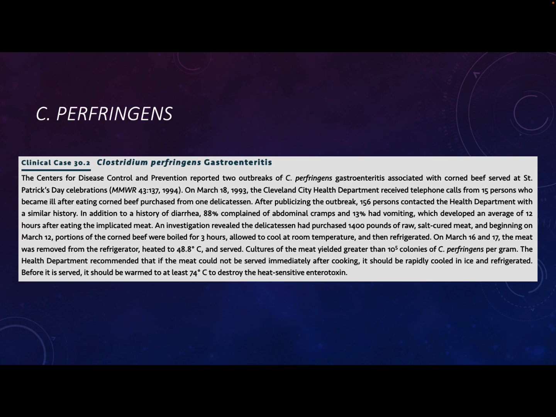Cultures of the meat yielded greater than 10,000 colonies of Clostridium perfringens per gram. The health department recommended that if the meat could not be served immediately after cooking, it should be rapidly cooled in ice and refrigerated. Before it's served, it should be warmed to at least 74 to destroy the heat-sensitive toxin.